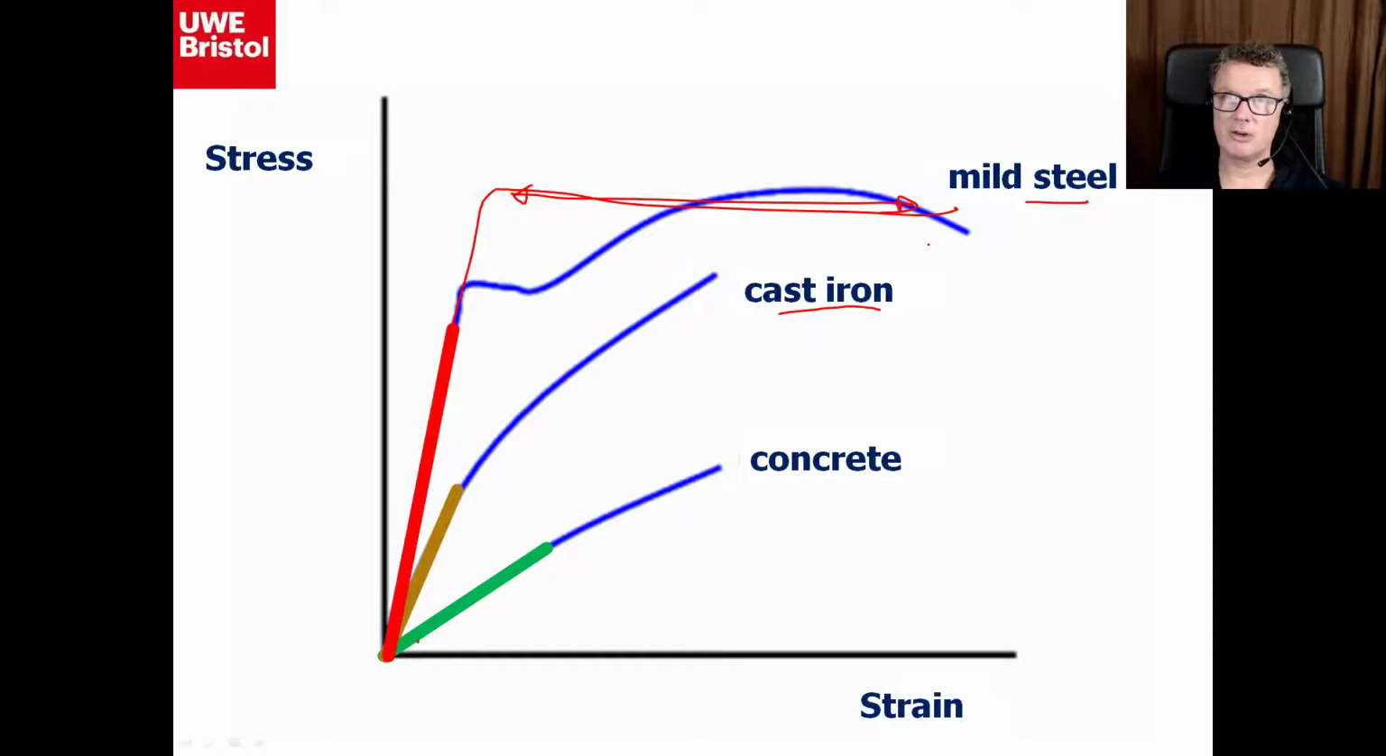So that's also good on a structure, because then you can spot something that's a problem. Whereas if you build something out of cast iron and it starts to fracture, it's gone and you will be dead.